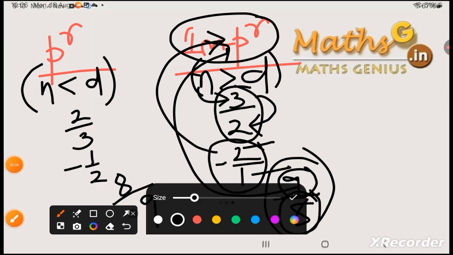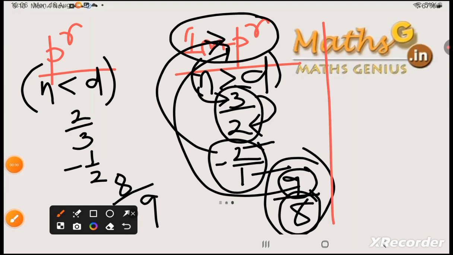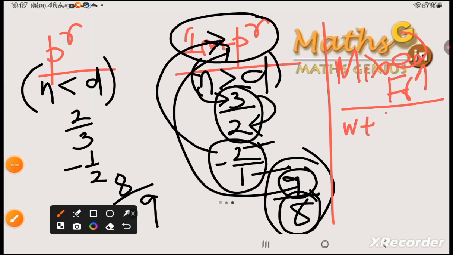Then another type of fraction exists, which we call a mixed fraction. What is a mixed fraction? It is a mixture of something. If we have a whole number plus some fraction, then we call it a mixed fraction.